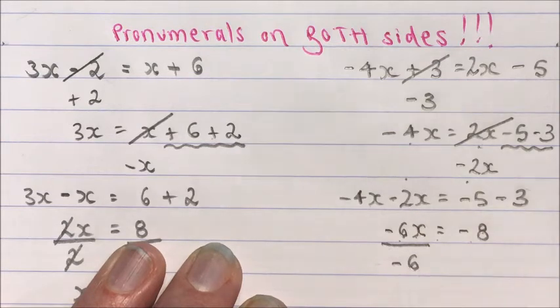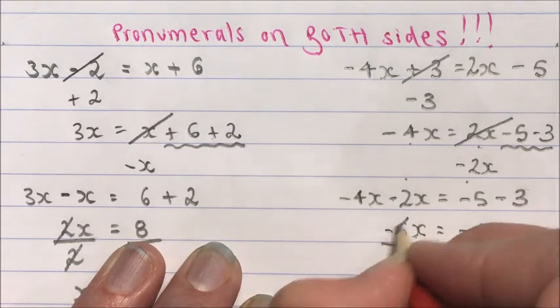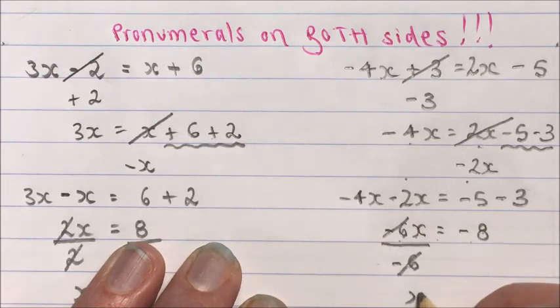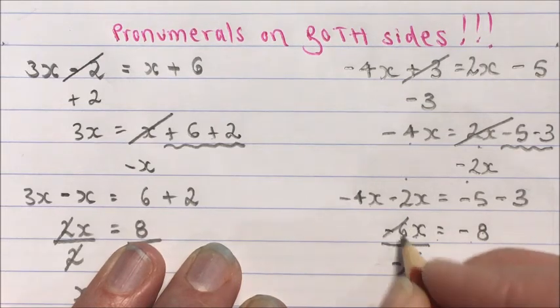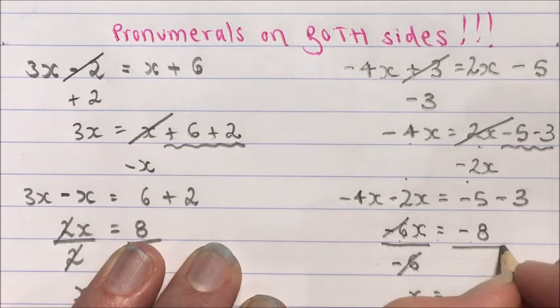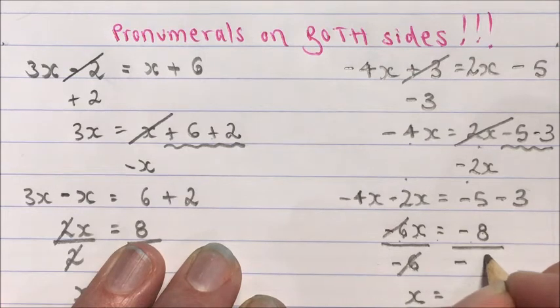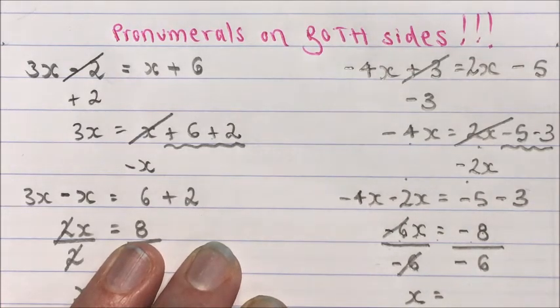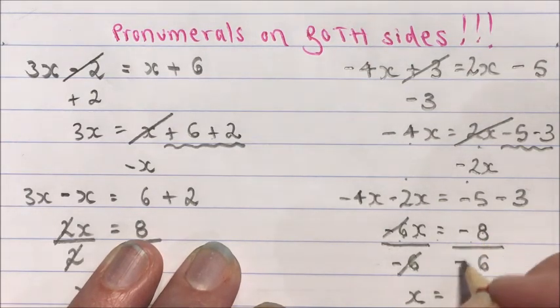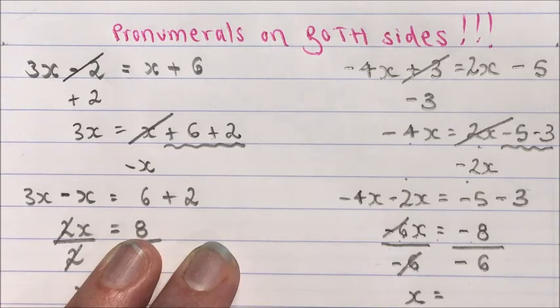So if negative 6 times x equals negative 8, to get rid of negative 6 times, I'm going to divide by negative 6, which cancels that out and cancels that out, and I end up with x. But if I divided this side by negative 6, I need to divide this side by negative 6. Really quickly, 8 divided by negative 6. I can see that the signs are the same, so the answer's positive.